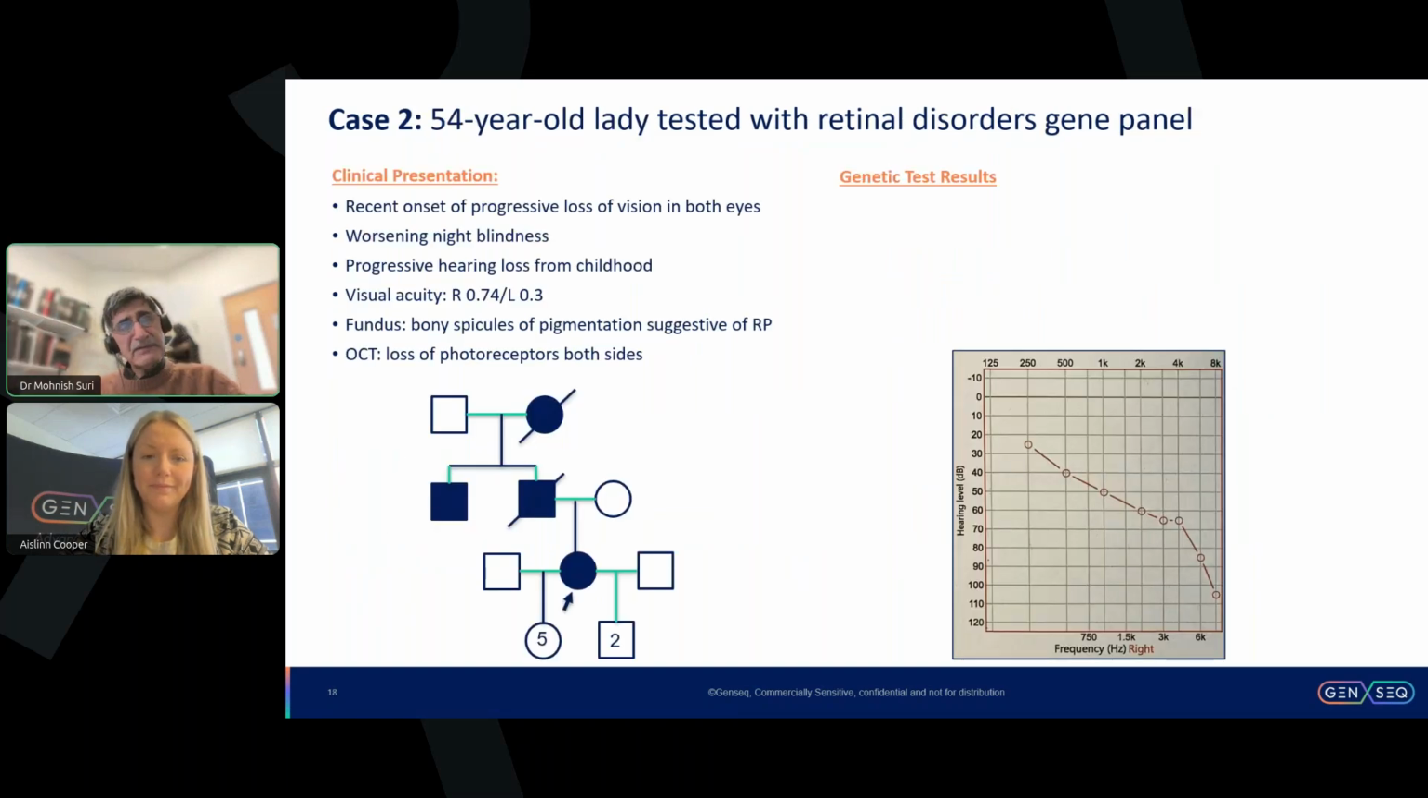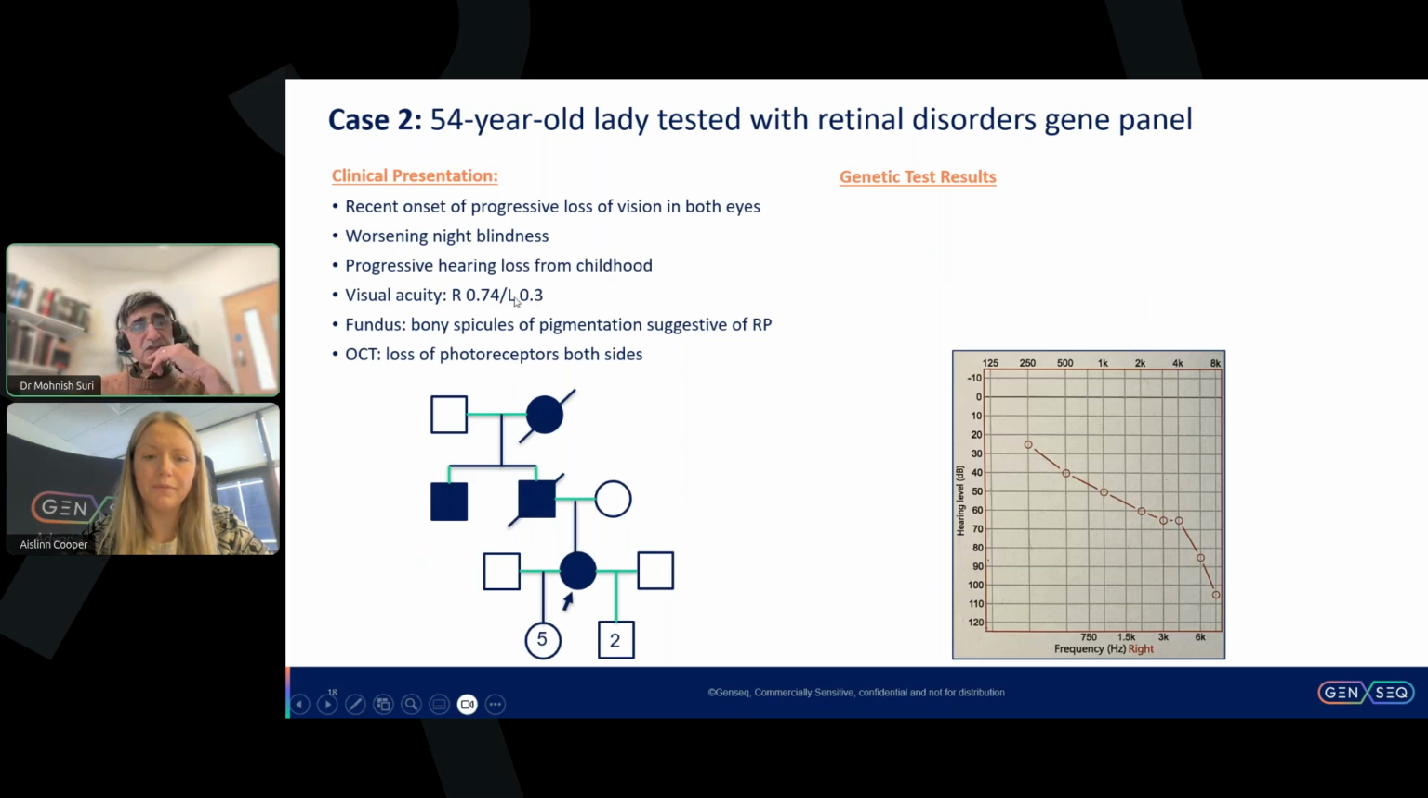Here's another example. So this 54-year-old lady came to us with a 1-year history of progressive loss of vision in both eyes and worsening night blindness. And then she told us in clinic that she had actually had hearing loss from childhood. She had been diagnosed at the age of around 4. And then over the next few years, her hearing had actually worsened. And you can see here, this is her most recent audiogram showing quite severe to profound hearing loss in high frequencies, moderate loss in the mid frequencies and less severe hearing loss in the low frequencies.